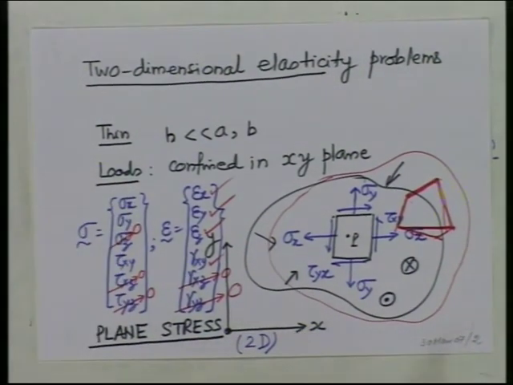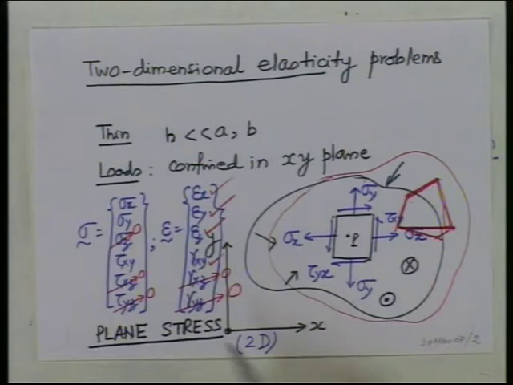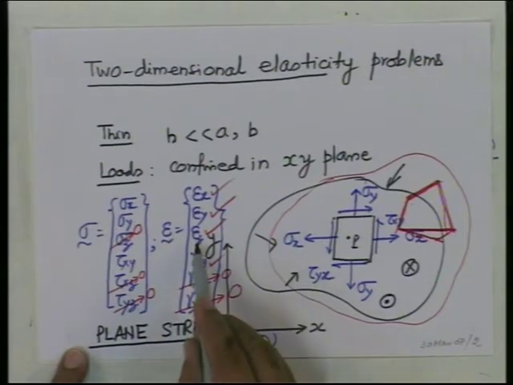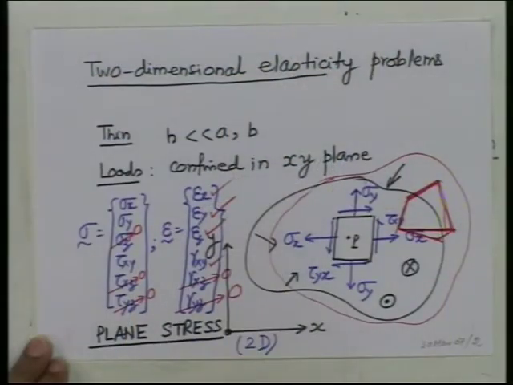So, you start with this, and because there is no load in the z direction, these two will always be 0. So, you are reduced to only 3 stress components that remain non-zero, while strain components are not 3. You get one additional strain component, because of the load in the xy plane, the z dimension does get changed. There will be strain in the third direction, the thickness direction. The thickness can change by a small amount. So, epsilon z is not equal to 0.